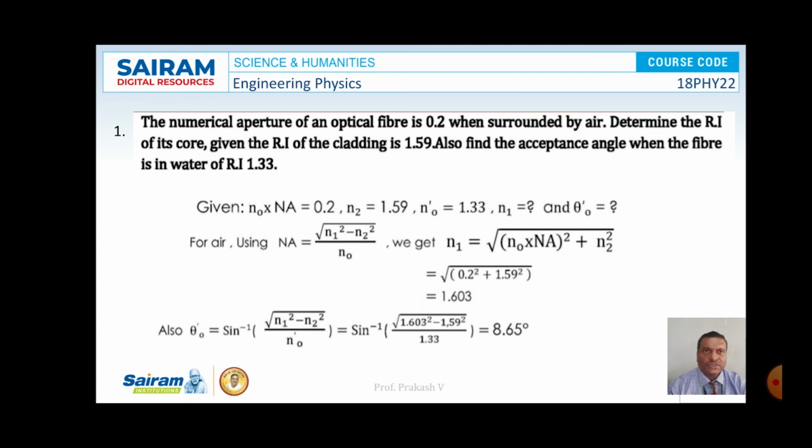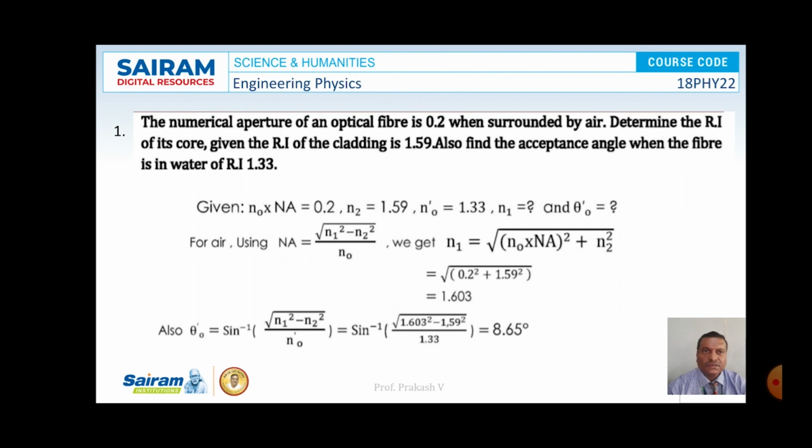So we know that the numerical aperture is equal to square root of n1 square minus n2 square by n0, where air is the surrounding media. If we substitute all the parameters here, the value of n1 will be written as square root of NA whole square plus n2 square, that is equal to square root of 0.2 whole square plus 1.59 whole square. So on simplification, the value of n1 is equal to 1.603.